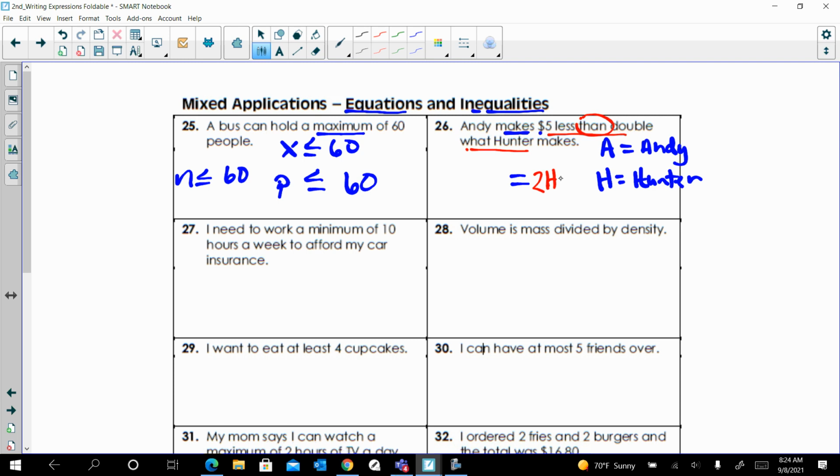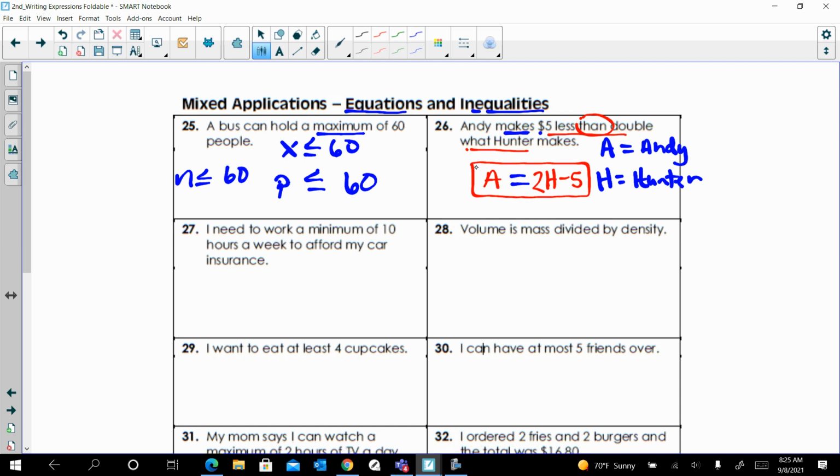Then I need to show 5 less than that, so that'll be -5. And now all I have to do is say Andy makes 5 less than double what Hunter makes. All I need to do is put an A there. So my equation is A equals 2H minus 5.